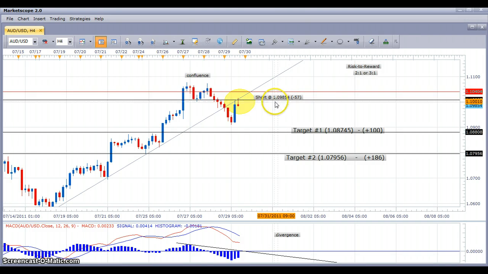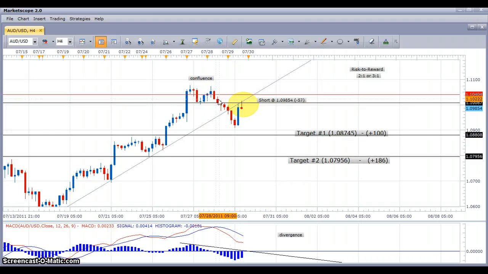If we were to enter this trade at about 109.8, the most logical level would be above this congestion zone and breakout zone right here. That's probably where we'd want to put our stop loss. So we'll put our stop loss at about 110.4. That would give us a stop loss of about 60 pips, and we're targeting either 100 pips or 186 pips. So our risk to reward is anywhere from about 2 to 1 to 3 to 1.